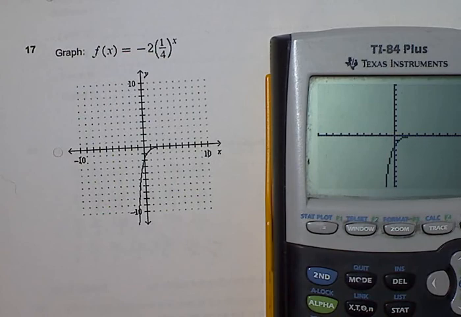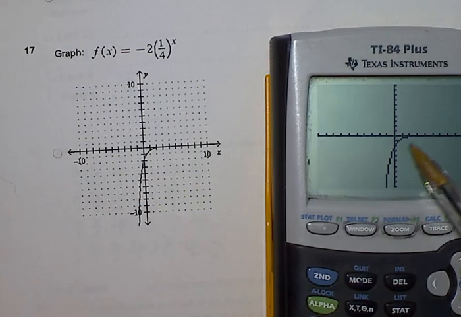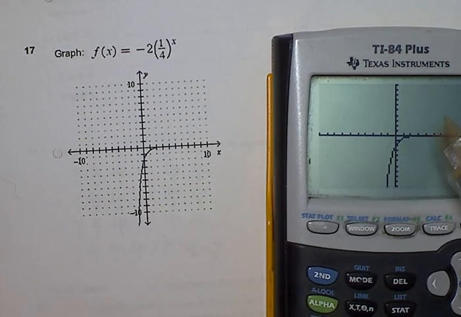So some students in previous classes thought this ended here. This does not end here. This is a horizontal asymptote, and so it's getting closer and closer to the x-axis. It's hard to see that. So do you agree these two are exactly the same? Okay. We can keep moving on.